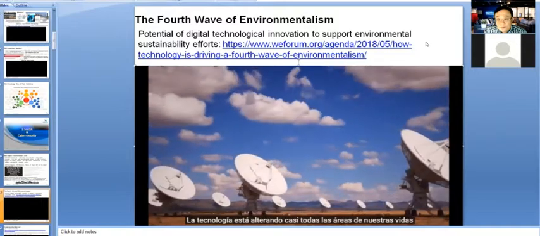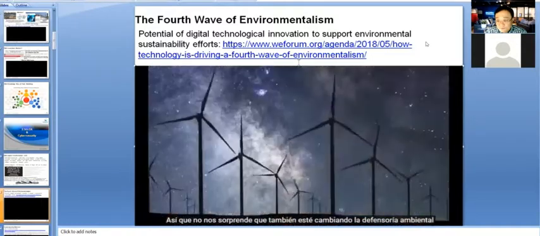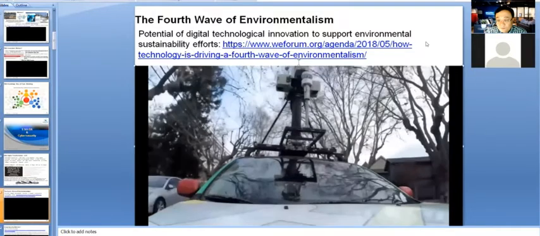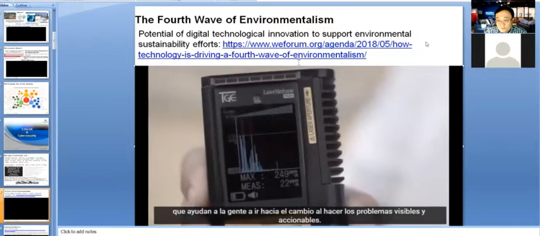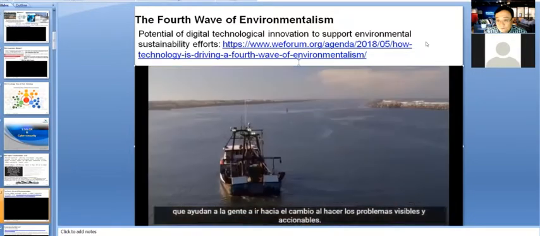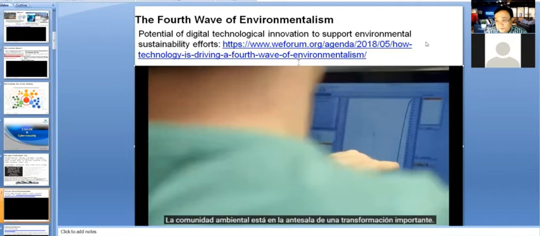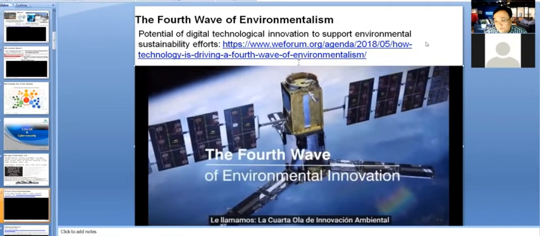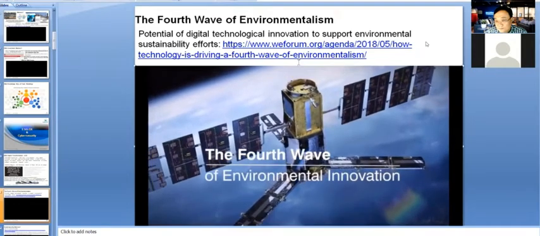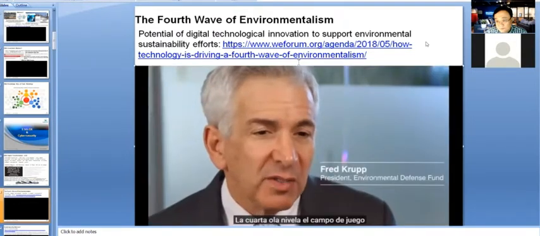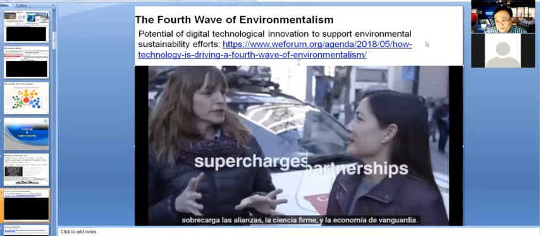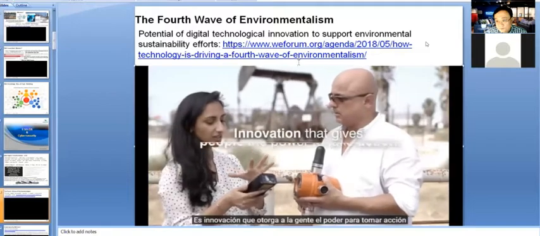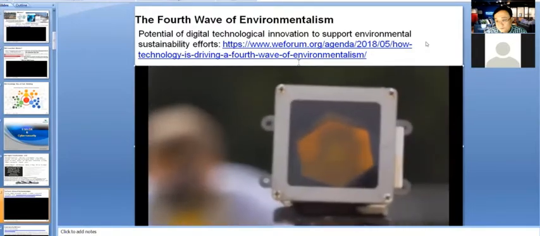Technology is disrupting most areas of our lives, so it's no surprise it's changing environmental advocacy. We've seen the emergence of technologies that help people drive change by making problems visible and actionable. The environmental community stands at the cusp of a major transformation. We call it the fourth wave of environmental innovation. The fourth wave levels the playing field. It supercharges partnerships, strong science, and cutting-edge economics. It's innovation that gives people the power to take action.